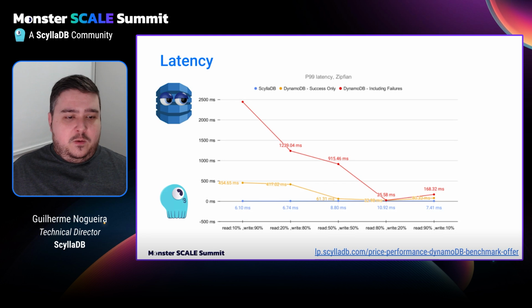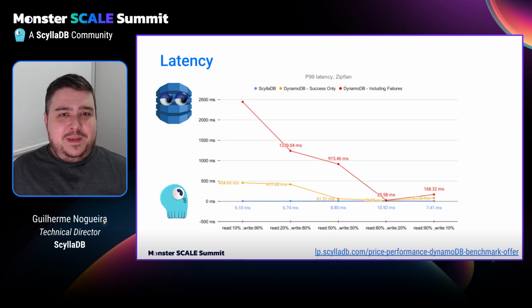So in here, we see that on a 90% write use case, latency is still in the 400 millisecond range, while the Scylla line, the blue line at the very bottom, is very stable at single digit milliseconds, 10 milliseconds at most. So this might not be the best test to put DynamoDB under.